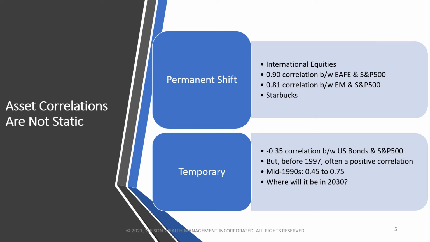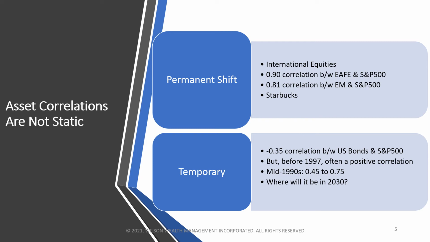On a temporary basis, I just talked about how bonds are a great diversifier in your portfolio versus equities. That's true. And there's about a negative 0.35 correlation on average between various types of US bonds and the S&P 500. But did you know that before 1997, there was actually a positive correlation between equities and US bonds? In the mid-90s, the correlation actually almost got up to 0.75.